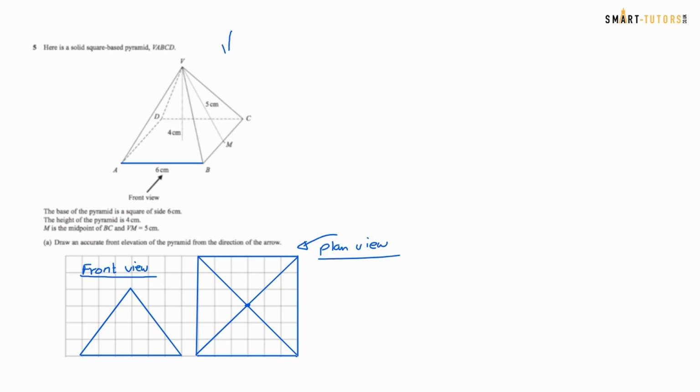But this is not a part of this examination paper. I'm giving some additional help. Plan view means when you see a 3D object from the top, this is the plan view. But the front view, this is the only one they ask for. So that is the part of the question.